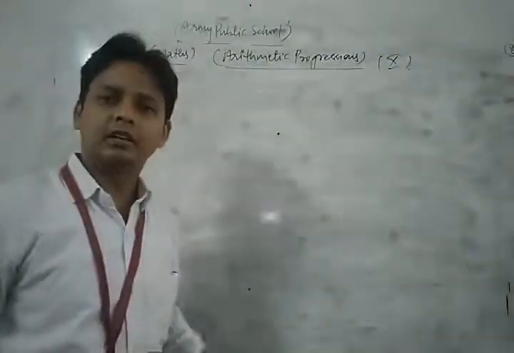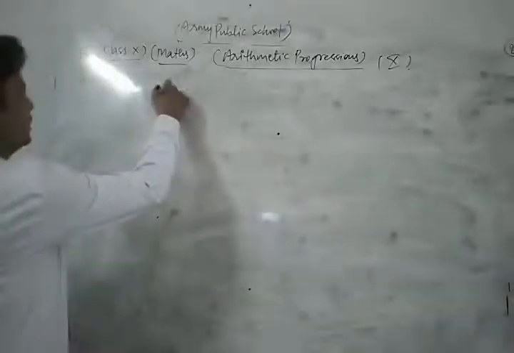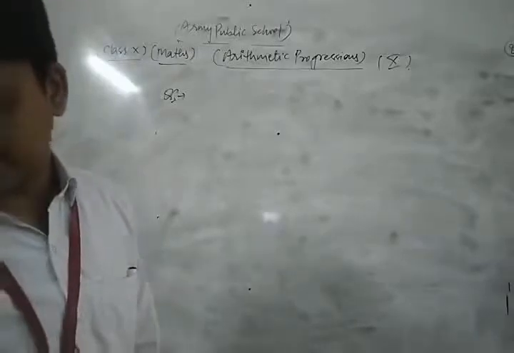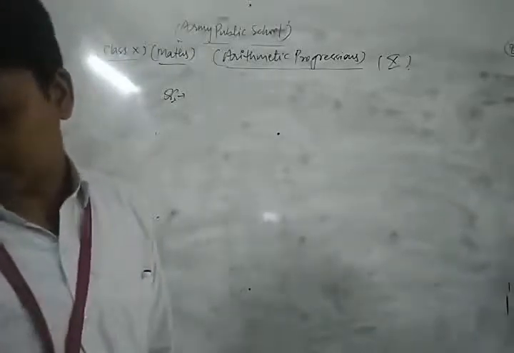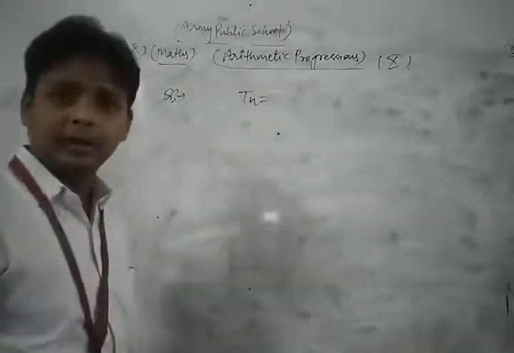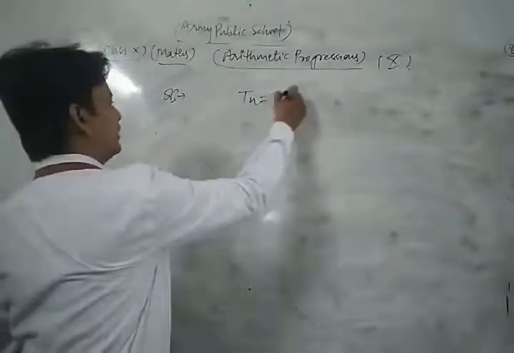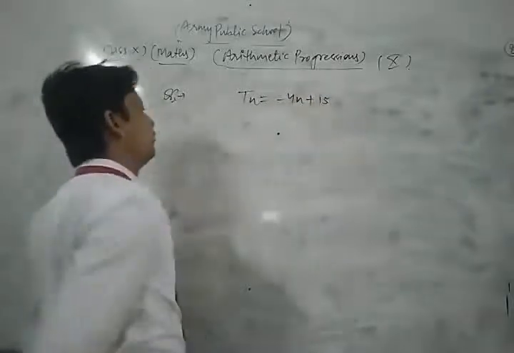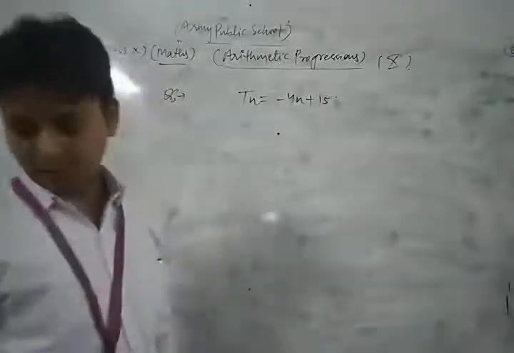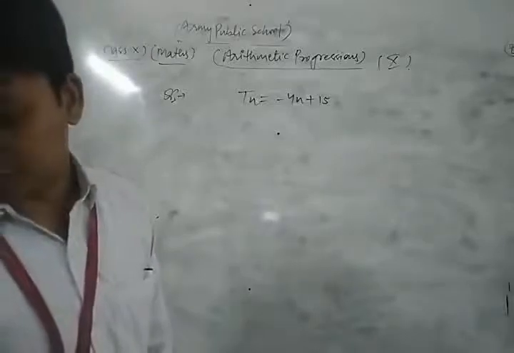Now listen, we take one more question based on the same topic. Your question is: the nth term of an AP is given by minus 4n plus 15. This is your nth term, as given in the question. Now find the sum of its 20 terms.